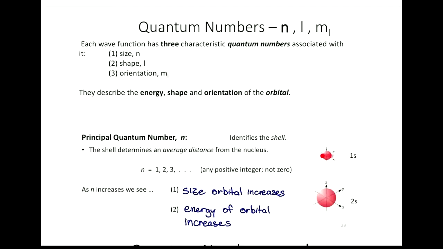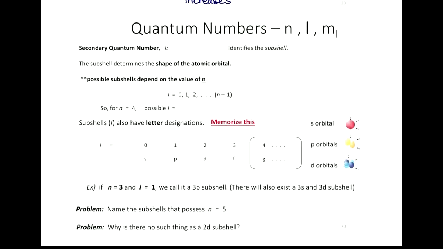So we see that a 1s orbital is smaller than a 2s orbital. If we have an electron in a 2s orbital, it's going to be found in a larger area than in a 1s orbital. All right, so that's our n energy level, our n quantum number, the principal quantum number. It only exists in integers, so 1, 2, 3, 4, etc. That's our first one.